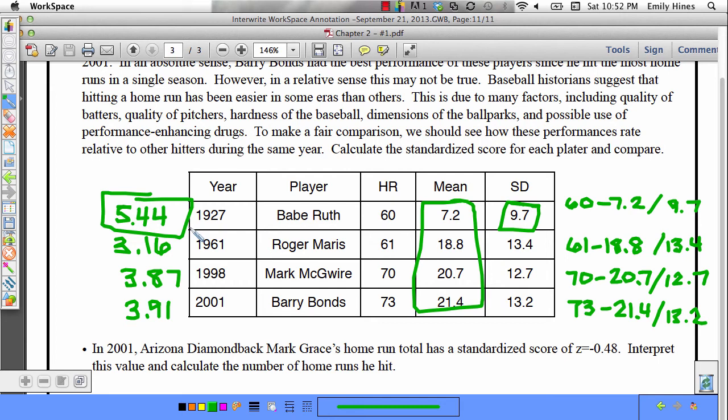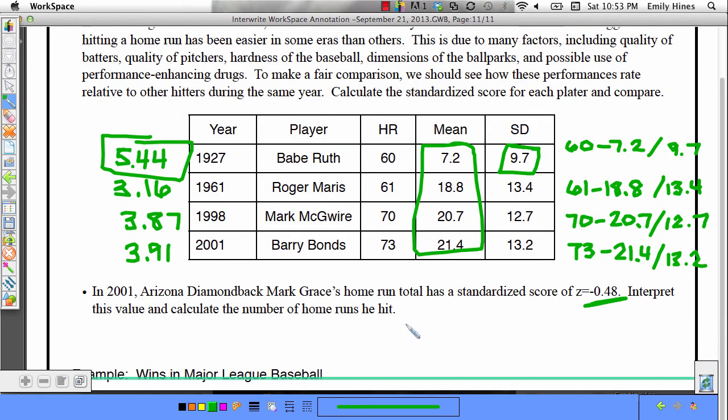Okay, so in 2001, Arizona Diamondback Mark Grace's home run total had a standardized score of negative 0.48. If we interpret that value, that means he was 0.48 standard deviations below the mean. And then it's asking us to work backwards and find the total number of home runs hit.